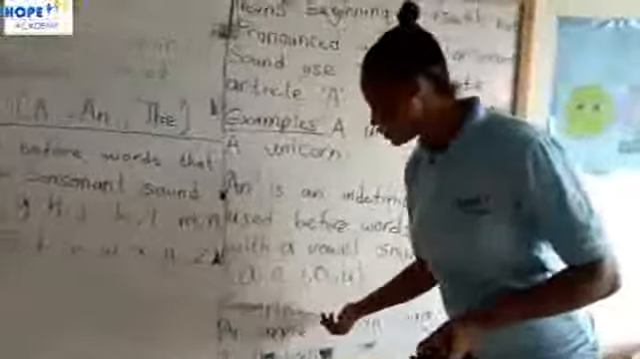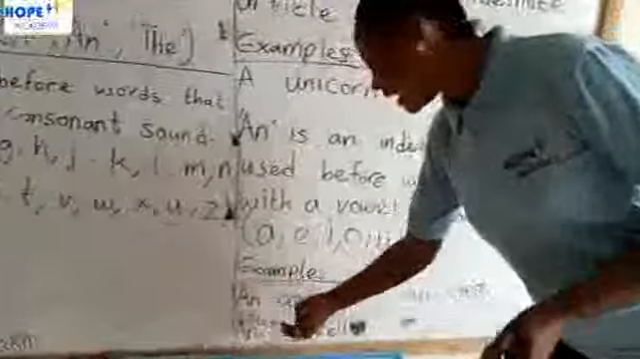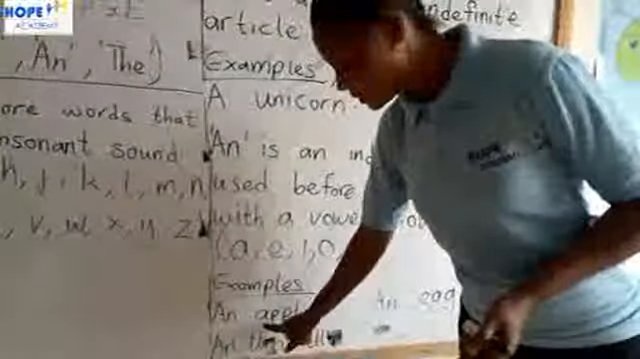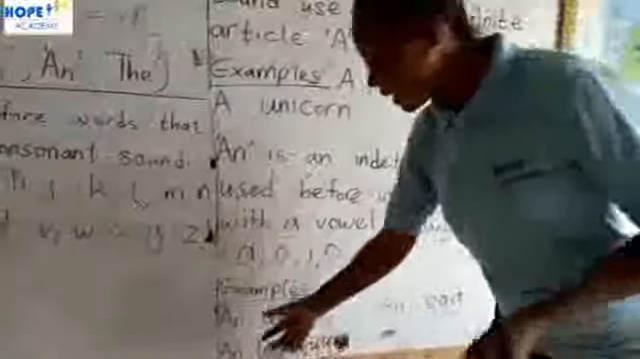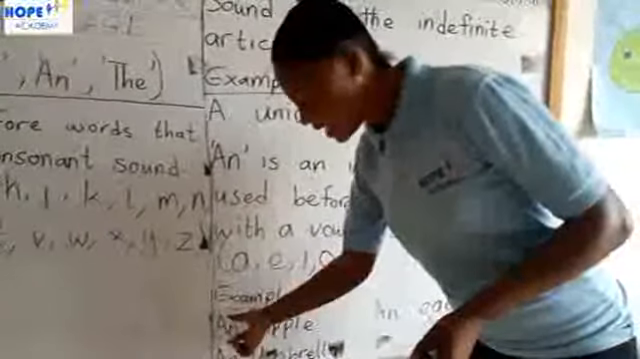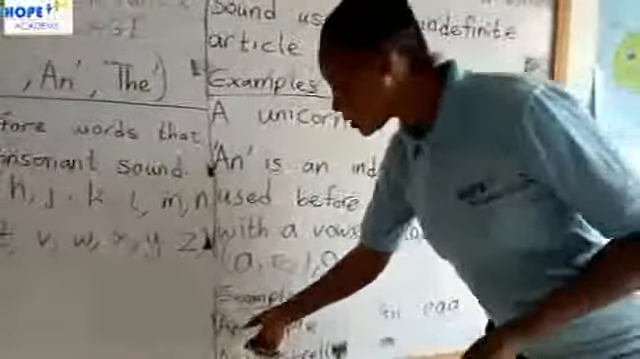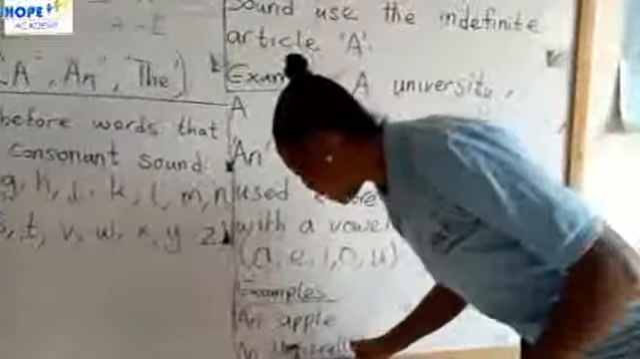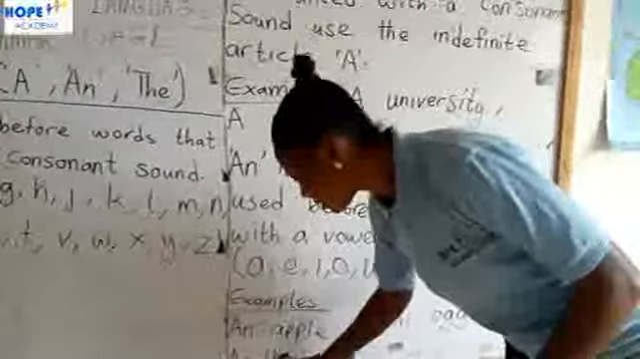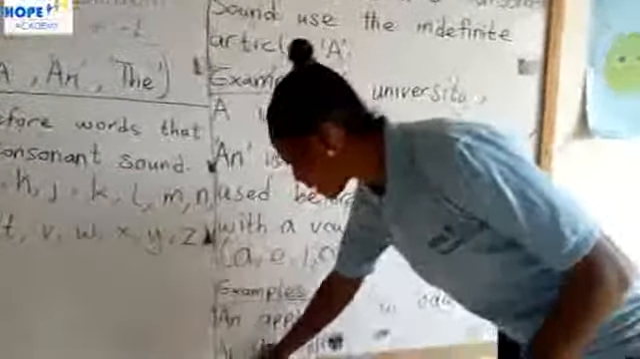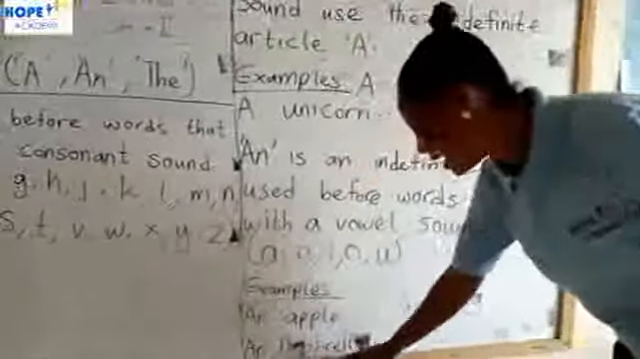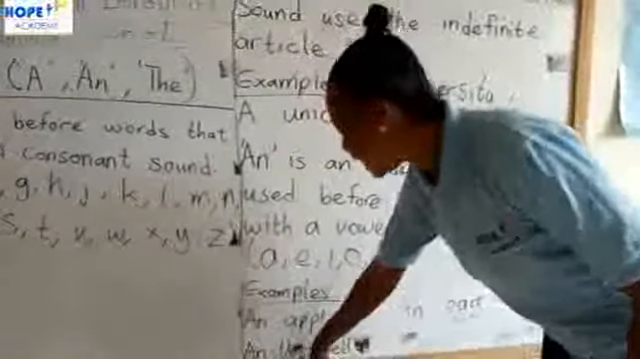Now, examples. We have an apple. Apple starts with a vowel sound, that is a. And the an describes the apple. So an apple. Then an umbrella. This is the vowel sound. So an is used to describe the umbrella because it starts with what? A vowel.